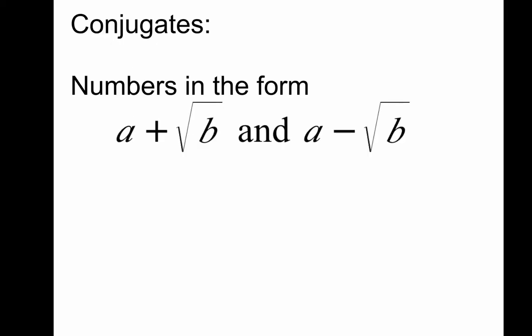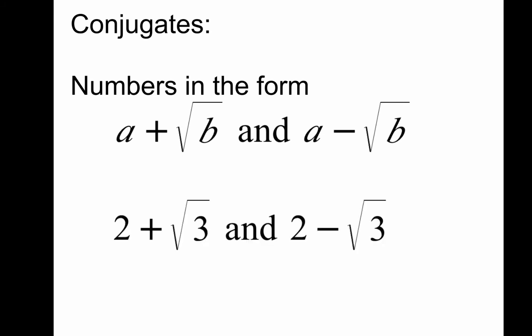Okay, now I'm going to talk to you about conjugates. These are irrational conjugates, and it's a conjugate if it can be written in this form, a plus the square root of b and a minus the square root of b. So an example of that, 2 plus the square root of 3 and 2 minus the square root of 3 are conjugates.